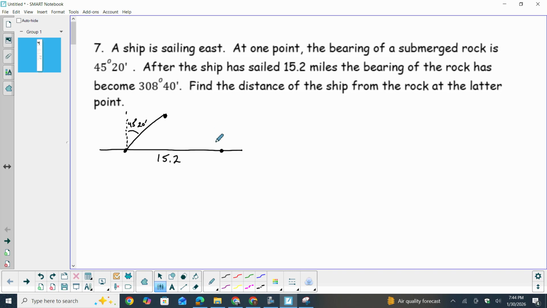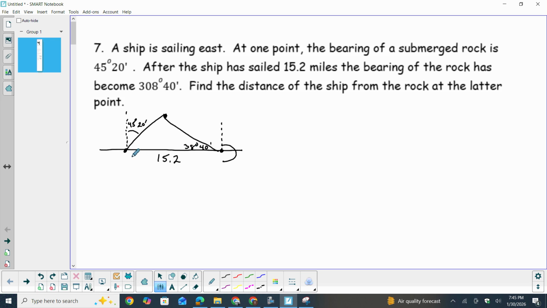Really what we need to know is, is it past the rock or not? If it's going 308 degrees, the ship must have sailed past 90 degrees straight up and down from the rock. It must have gone past the rock. I would not have known that had I not checked where this 308 degrees would be. So here's due north, 308 degrees puts this right here. I missed a little bit, but you get the idea. So that is a 38 degree and 40 minute angle.